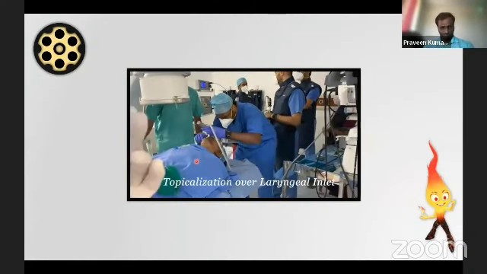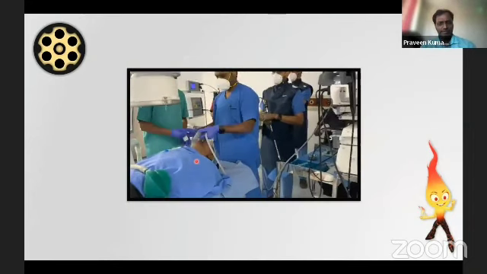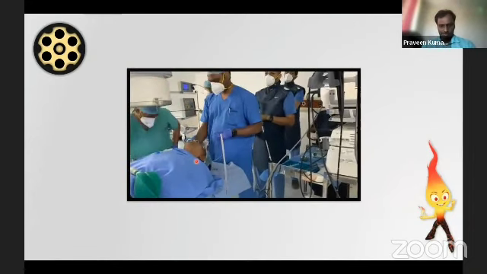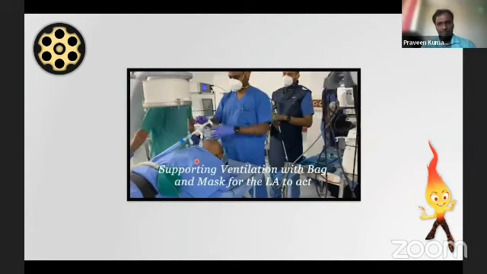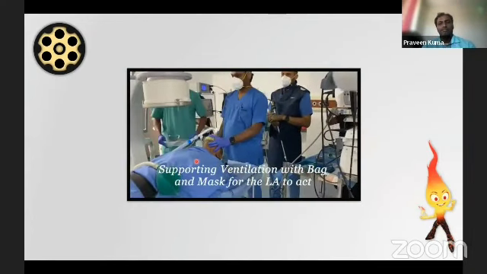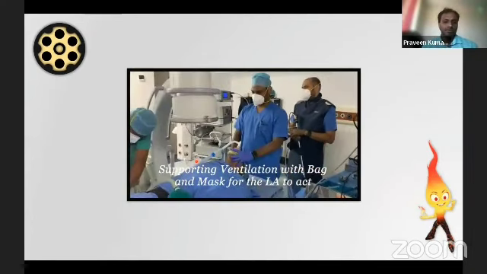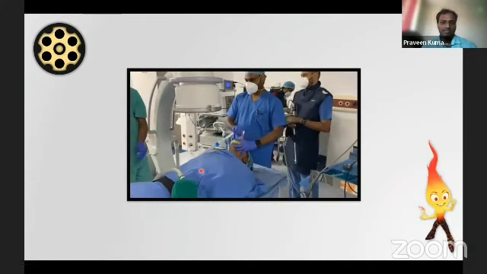This is not very exaggerated, this is a very minimal coughing. Once topicalization of the laryngeal aperture is done, I hold the mask and ventilate the patient. Assist the ventilation for 2 minutes. You can see the bag movement and the chest rise.